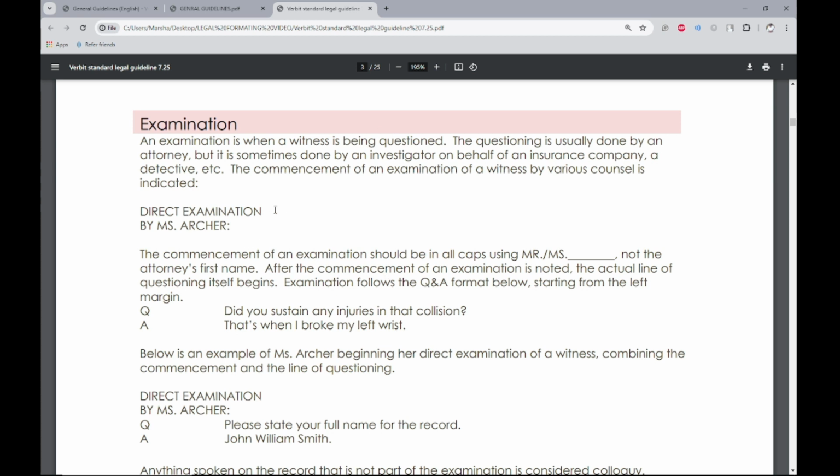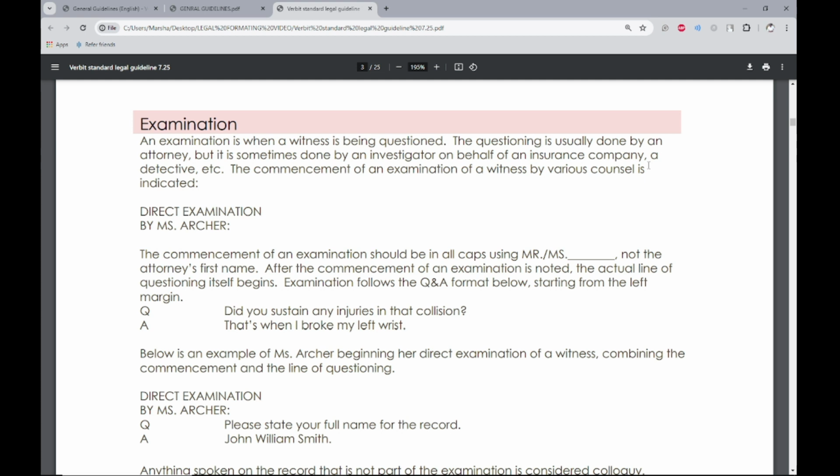So an examination is when a witness is being questioned. The questioning is usually done by an attorney, but is sometimes done by an investigator on behalf of an insurance company, etc. The commencement of an examination of a witness by various counsel is indicated direct examination. So what this means is that whenever an attorney starts questioning the witness, you are supposed to put the examination for the first time. If it's their first time examining or questioning the witness, make sure you put the examination. So if the attorney starts questioning the witness, you're supposed to write direct examination.